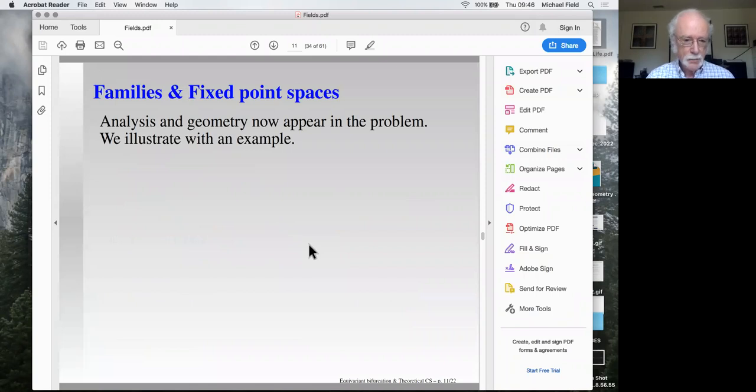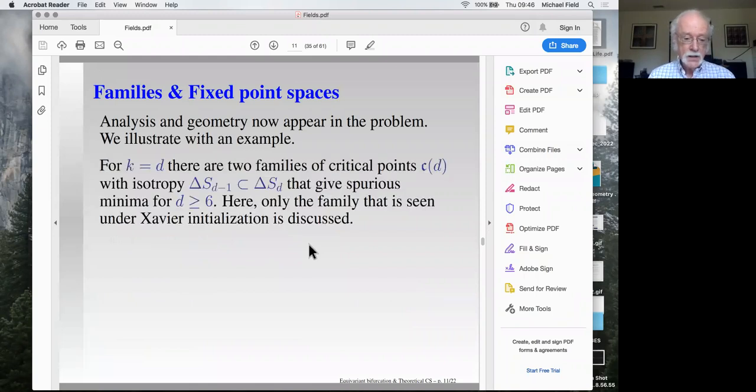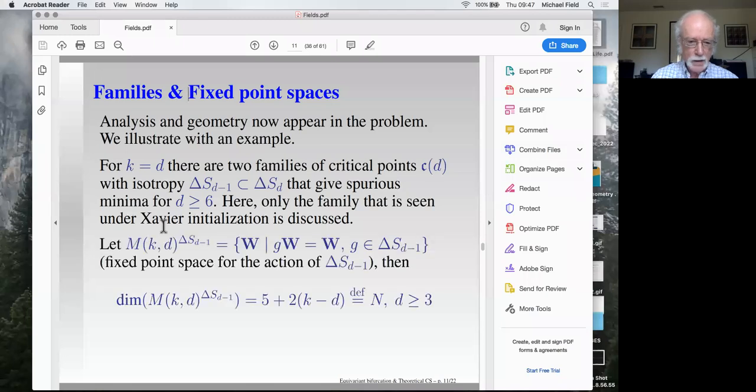just to give you an idea of how the path-based methods come in. So when k is d, you've got 2 families of critical points here, which have isotropy smaller than that of V, which is the critical point giving the global minimum. And these give spurious minima. I'm only going to discuss one here, and it's the one that's seen under what's known as Xavier initialization. Xavier initialization is used in statistical learning; it's a way of avoiding blowing up of the algorithm, or alternatively bad coordination between layers. I won't go into details here. I'm only going to talk about one of these things.